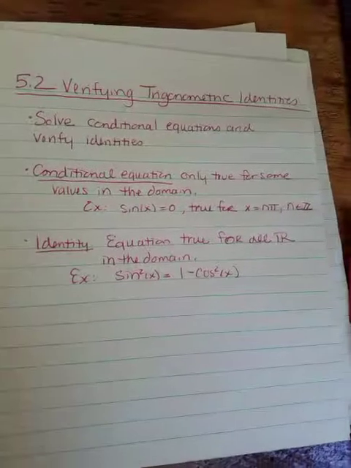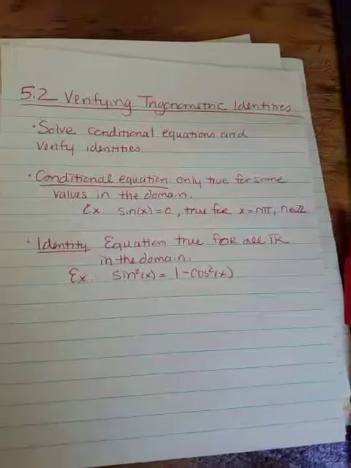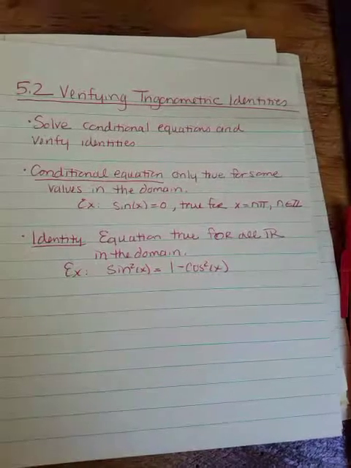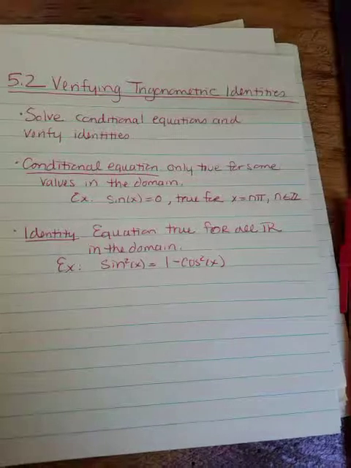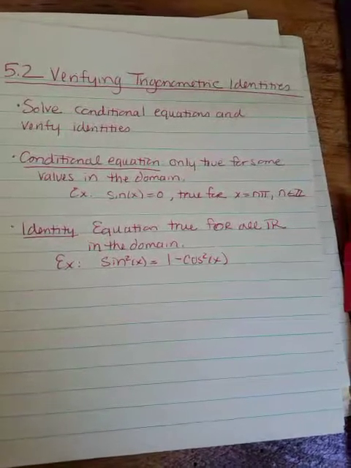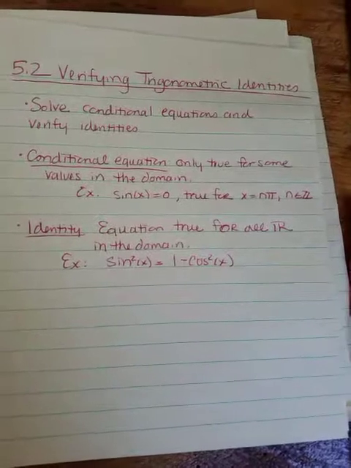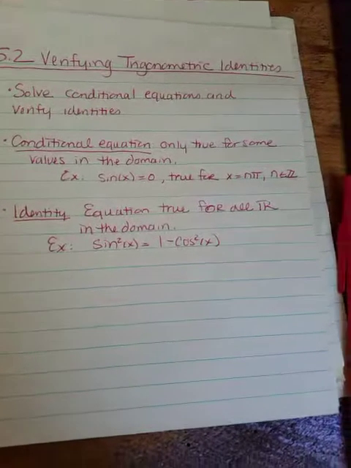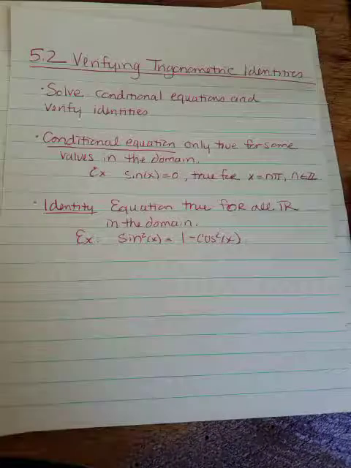And remember, a conditional equation is only true for some values in the domain. For example, sine of x equals 0 is true only when x equals n pi, where n is an integer. On the other hand, an identity is an equation that is true for all real numbers in the domain. An example of that, as you can read there, is sine squared of x equals 1 minus cosine squared of x.